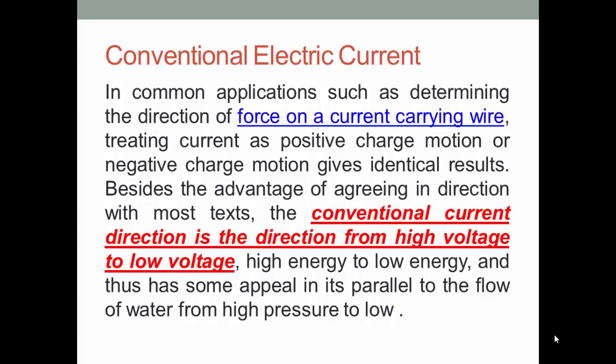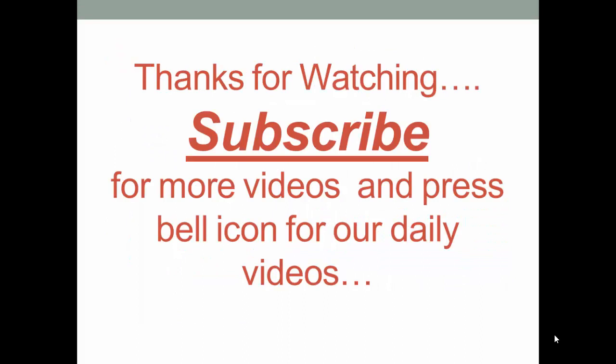In common applications, such as determining the direction of force on a current carrying wire, treating current as positive charge motion or negative charge motion gives identical results. Besides the advantage of agreeing in direction with most texts, the conventional current direction is the direction from high voltage to low voltage. Similarly, high energy to low energy, and thus there is some appeal in its parallel to the flow of water from high pressure to low pressure.